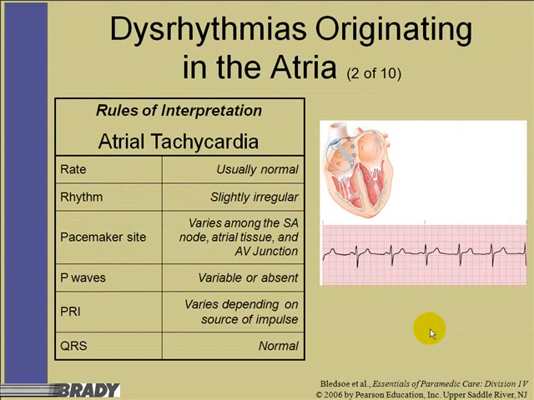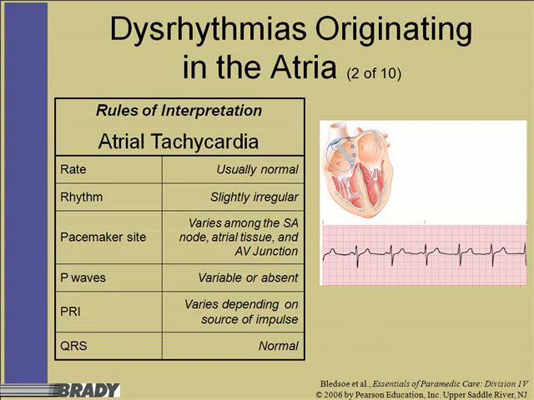So atrial tach, what we're looking at is something a little bit too speedy in the atria. We'll do our typical rate and analysis for a 6-second strip. So 1, 2, 3, 4, 5, almost 6 there in that rate as far as our complexes. So usually normal. The rhythm is slightly irregular. So if we pulled out our R to R wave and we measure, a little bit irregular. Pacemaker site, it can vary among the SA node, atrial tissue, and the AV junction.